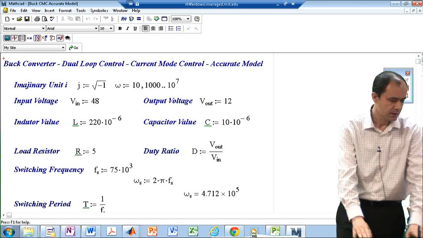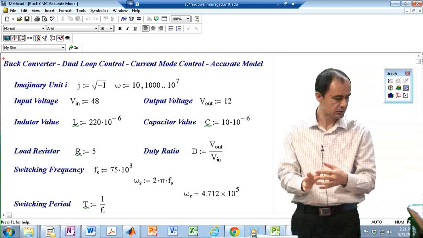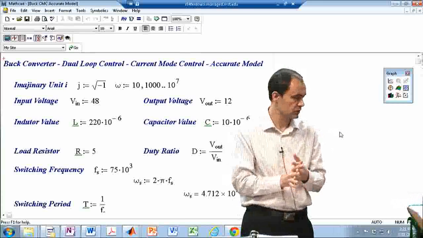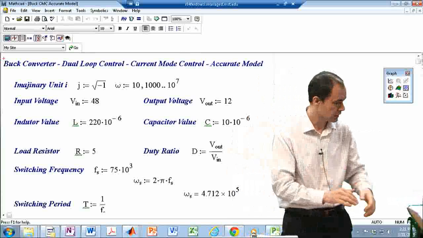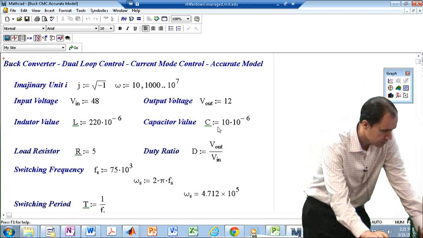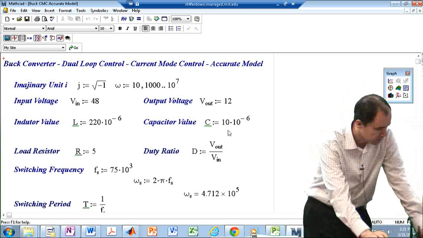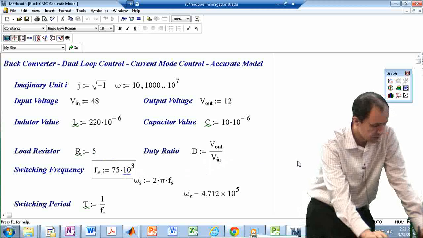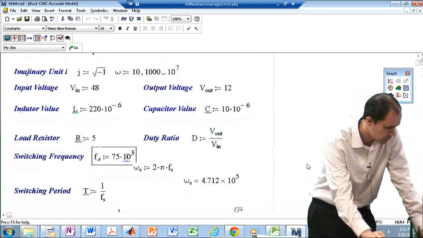So I'm using MathCAD, a typical converter that we have, which is again a Buck topology, input voltage of 48 volts, output voltage of 12, inductor is 220 micro, the output cap is 10 micro, the load resistance is 5, and the switching frequency is 75 kilohertz.